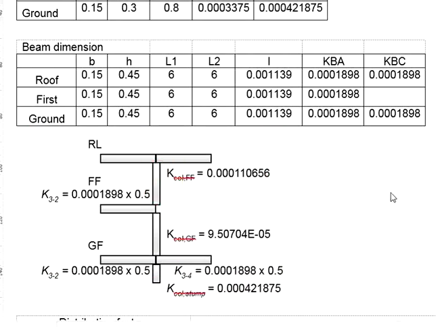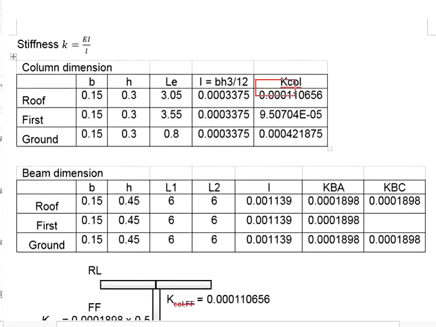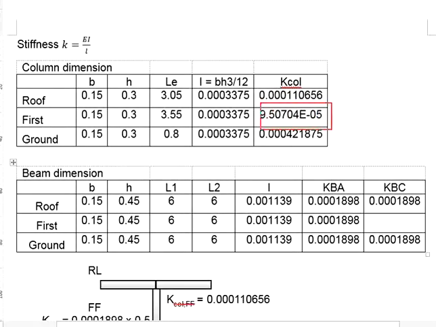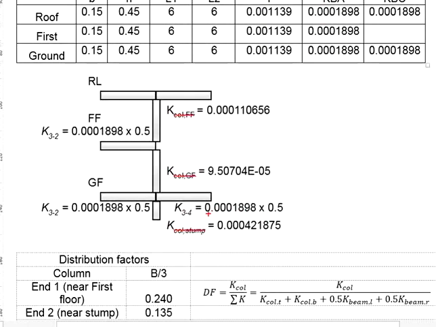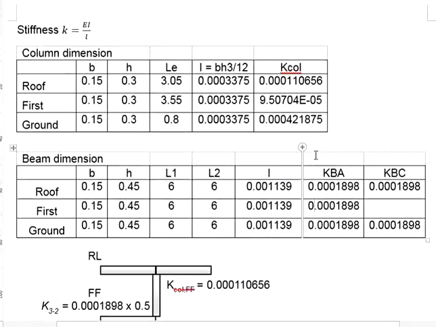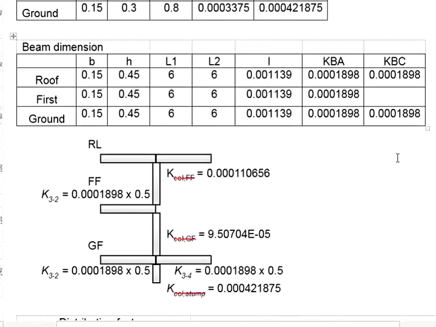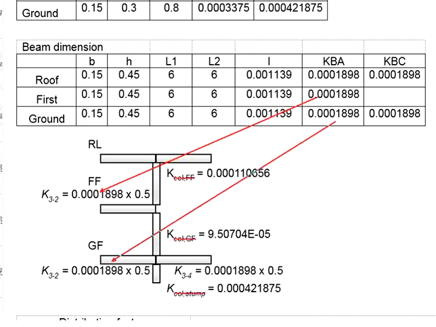This column will have the stiffness as indicated here. And then this column, the stiffness we have calculated here. As for the stiffness of the stump, we have calculated here. And then we bring in the stiffness of the beams. First floor stiffness, ground floor stiffness. And remember that for the stiffness of the beam, always multiply with 0.5.